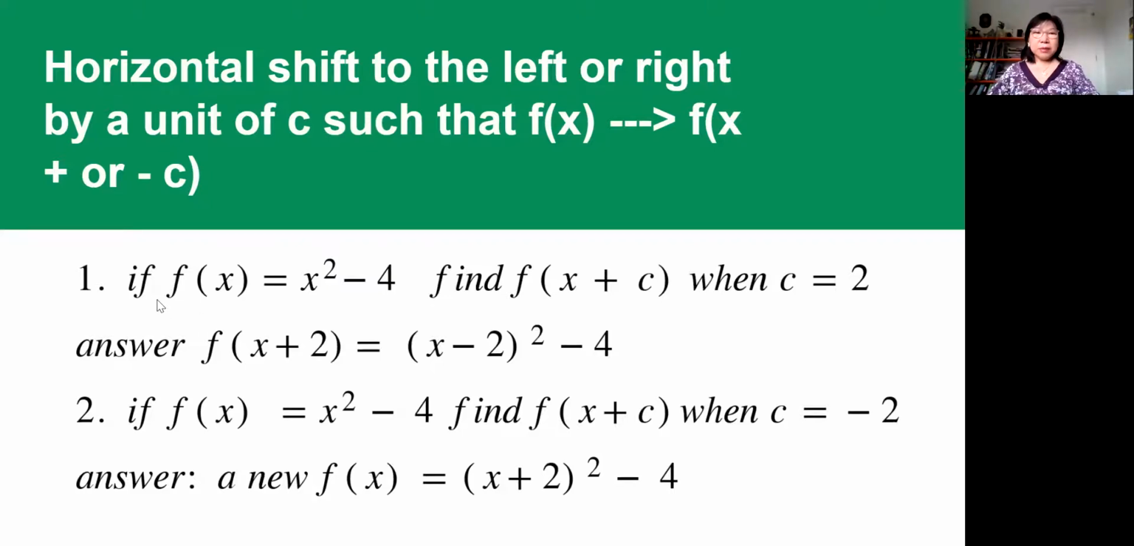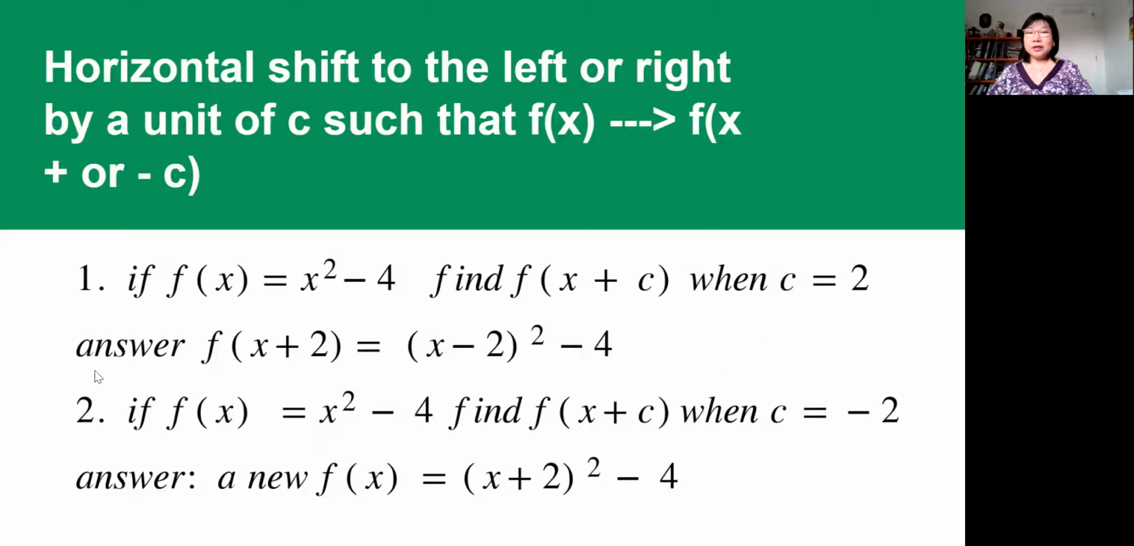So let's examine this example. If f of x equals x squared minus 4, so again, this is a quadratic function. Find f, open the bracket, x plus c, close the bracket. Now, how do we distinguish between the vertical shift and horizontal shift? We know it by seeing the letter c here applied to the coordinate x, and that's why we put it in the bracket. So find f of x plus c when c equals 2, which is positive.